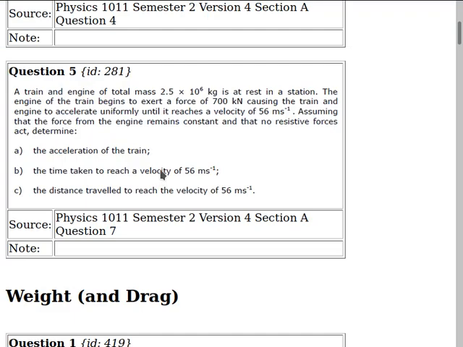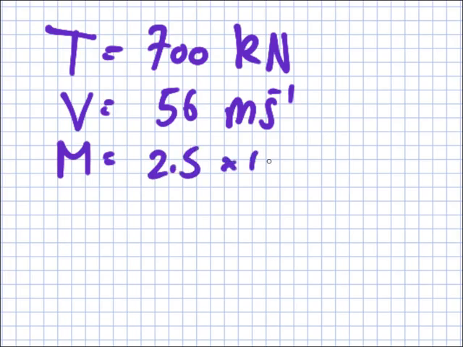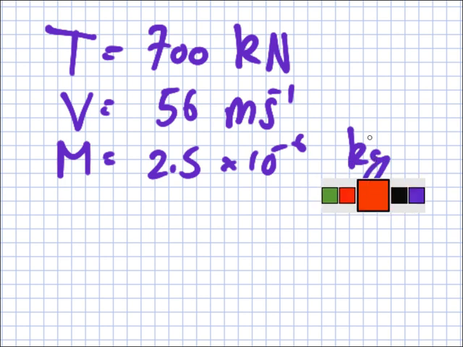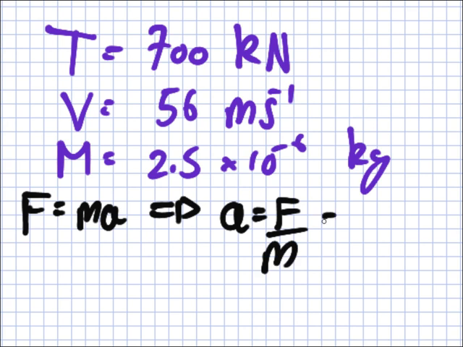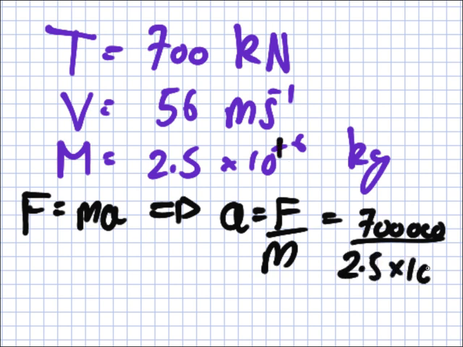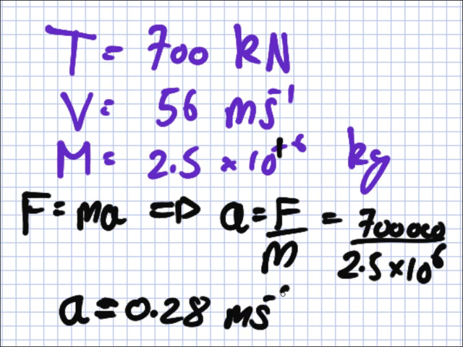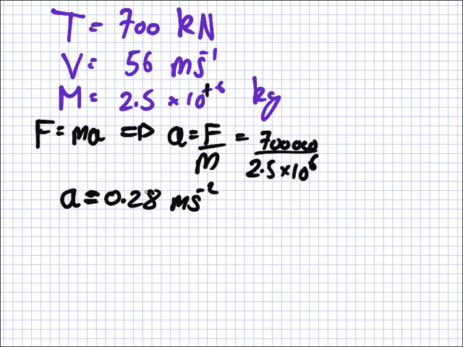Well, I think the first part's okay, isn't it? You have the mass and you have the force. Newton said F equals ma, so A equals F over m, which is 700,000 over 2.5 times 10 to the 6. So what do we get for the A? 0.28. Thank you. I think that's okay for the first part.